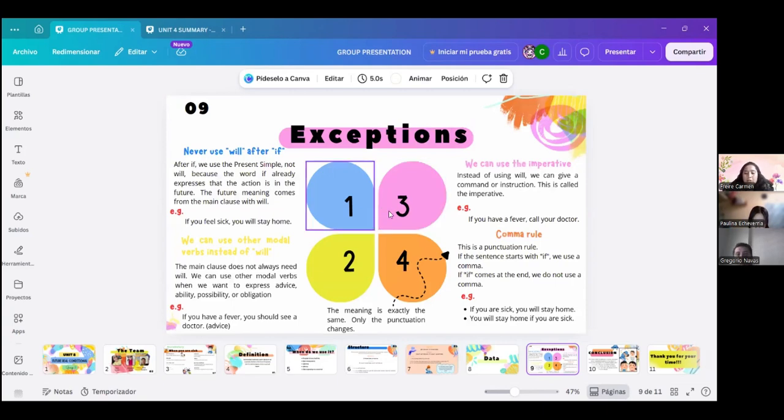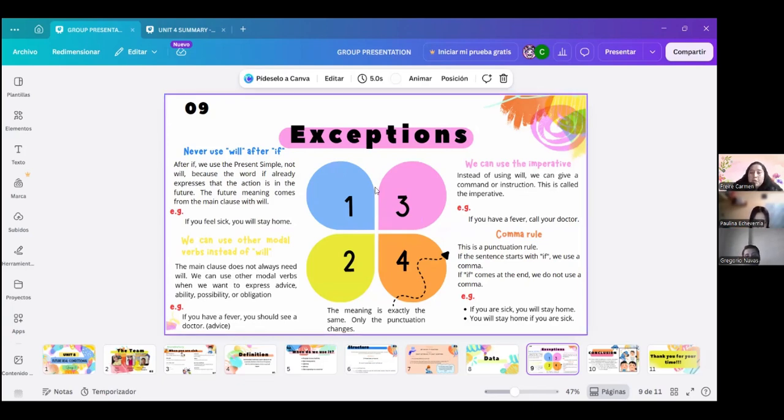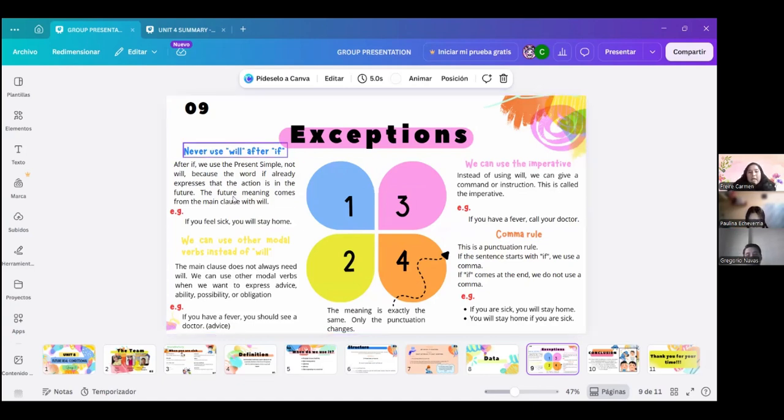I will talk to you about the exceptions to the future real conditional. In this case, we have 4 exceptions. Number 1, never use will after if. Because the word if already expresses that the action is in the future. The future meaning comes from the main clause with will. For example, if you feel sick, you will stay at home.